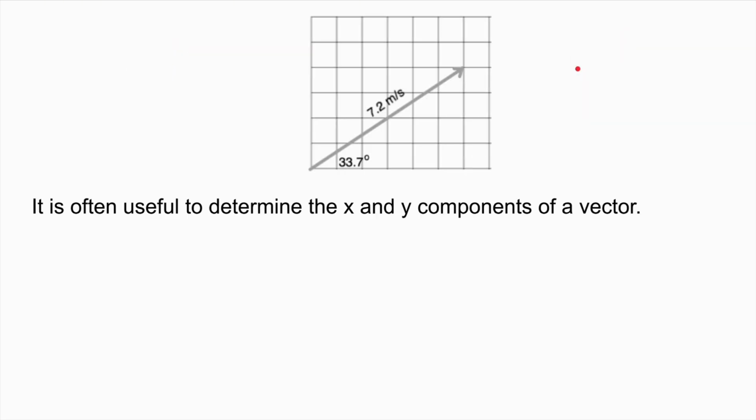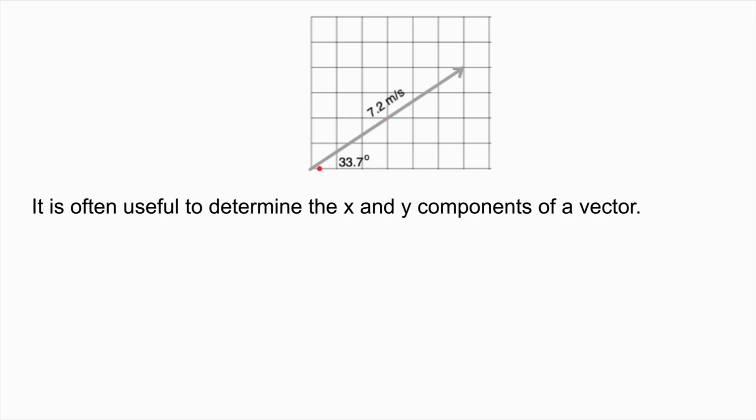Now, it's often useful to find the x and y components of a vector. So I have this vector here. Let's just say this thing has a velocity of 7.2 meters per second in this direction here, which is 33.7 degrees above horizontal. Well, it turns out if I want to work with vectors, I really need to break them down into vertical and horizontal directions in order to work with them. Having them at an oblique angle like this doesn't really help.